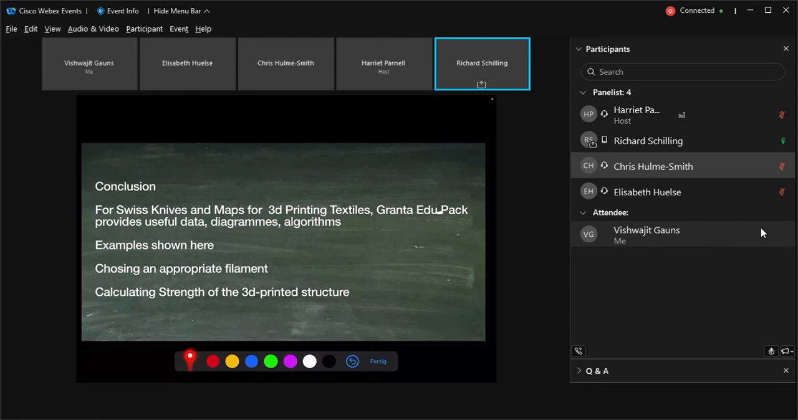Well, choosing an appropriate filament and calculating the strength is quite easy, and what I'm very fond of is that we now have a tool where we can at least roughly estimate the time behavior of the material, and that's what I wanted to share with you, and that's what I bombard my students with.